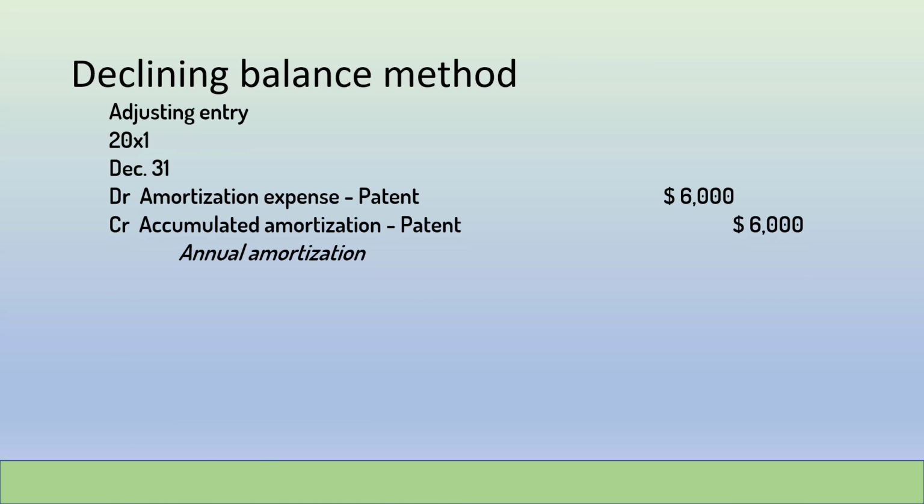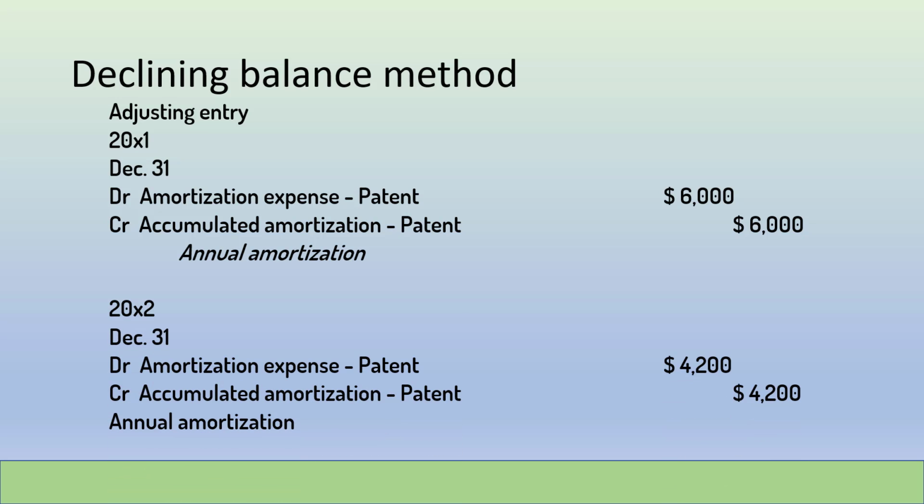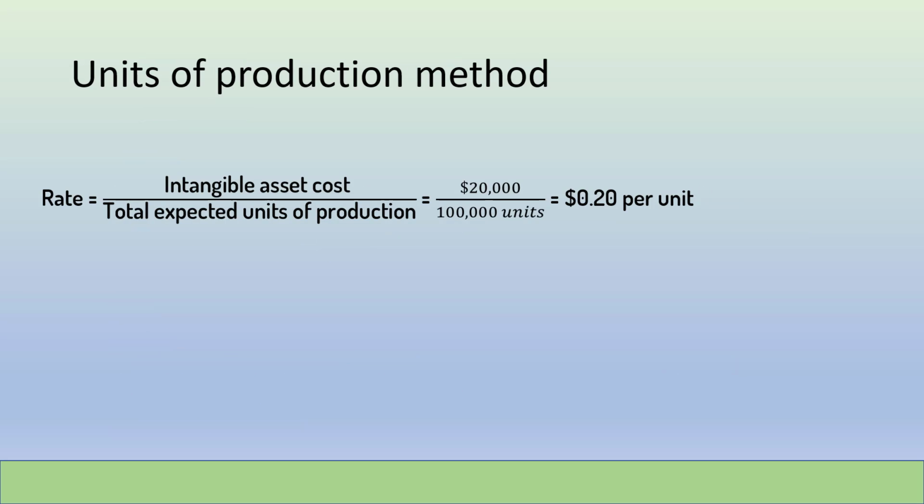So first year, this is the journal entry. Debit amortization expense and credit accumulated amortization for patent, $6,000. But you can see in the second year that this changes: debit amortization expense, patent, and then accumulated amortization, patent, that will be $4,200.